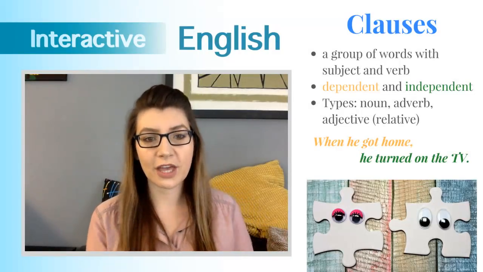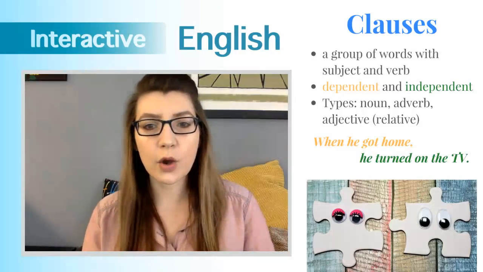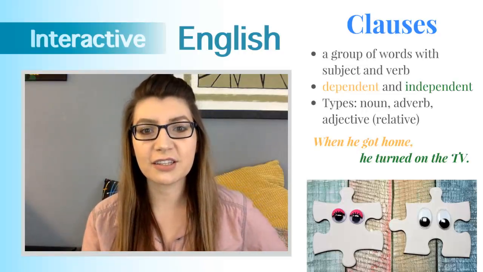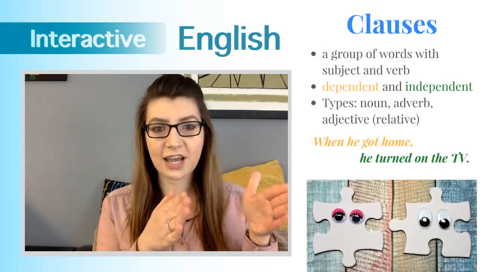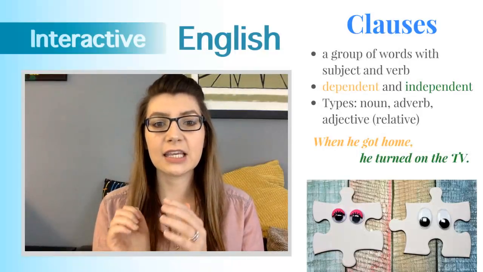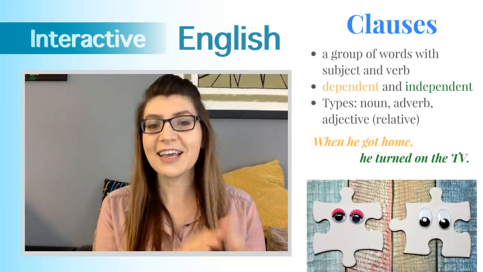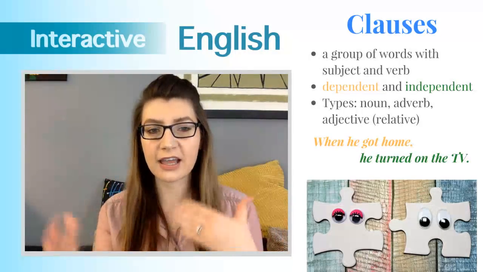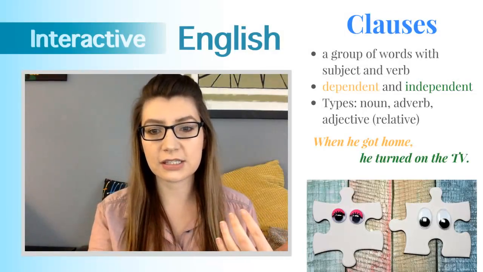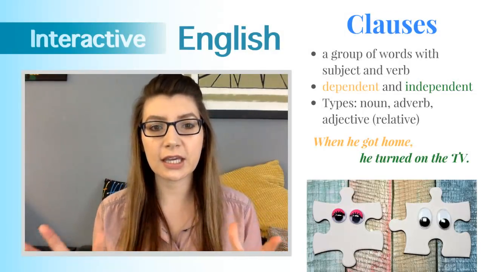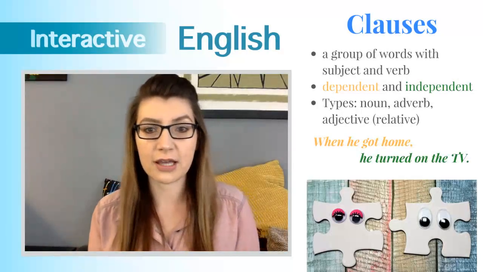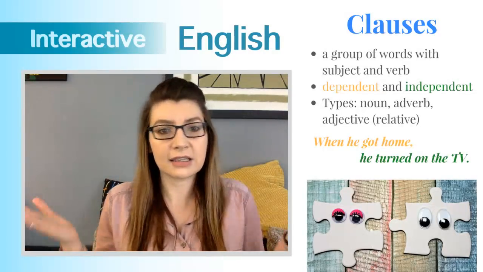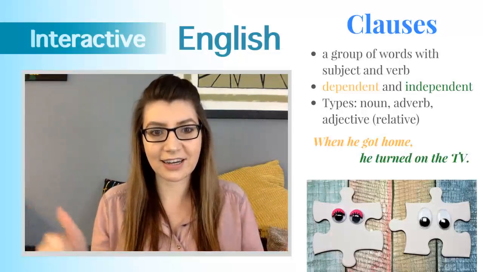So, for example, we have the sentence right here. When he got home, he turned on the TV. Now, as you can see, we have two clauses. I've marked them there. The first one is when he got home. The second one is he turned on the TV. So one is independent and the other one is dependent. And the way to notice them is by just looking at whether they make sense on their own or not. So if I talk about somebody who turned on the TV, then that sentence makes sense, right? He turned on the TV.